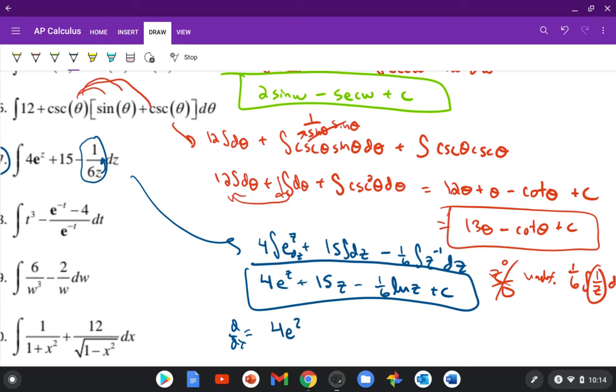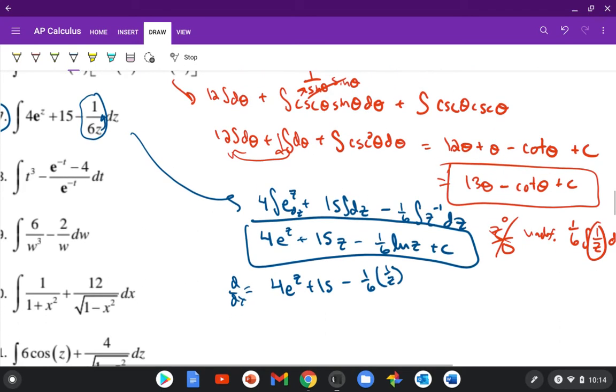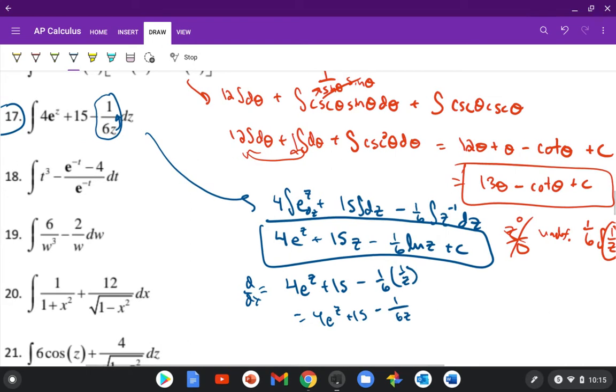So it's 4e to the z plus 15, right? Because the z would just go away. And then it's minus 1/6. And the derivative of the natural log of z is 1 over z, right? So then we get 4e to the z plus 15 minus 1 over 6z. And that's what we had to begin with here. So you can always double check it that way and erase it.